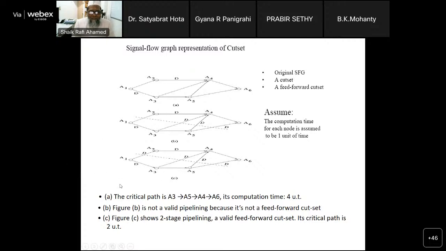Okay. So this is how we can place these latches if I have a complex system. So without changing the functionality, if you want to place the latches, what you have to do is identify the feed forward cut set.